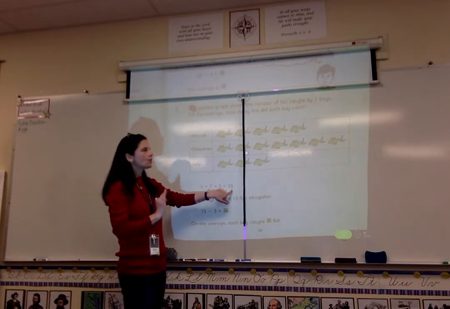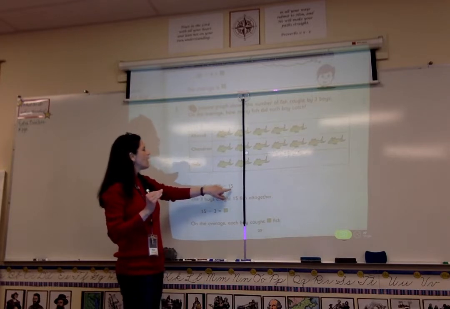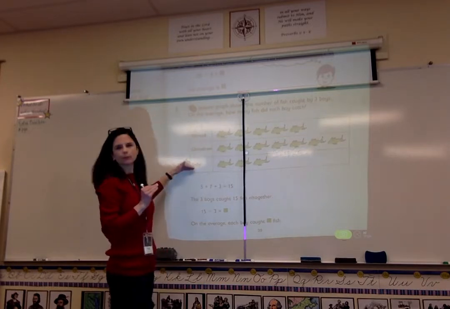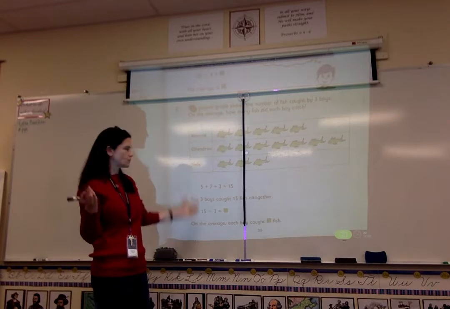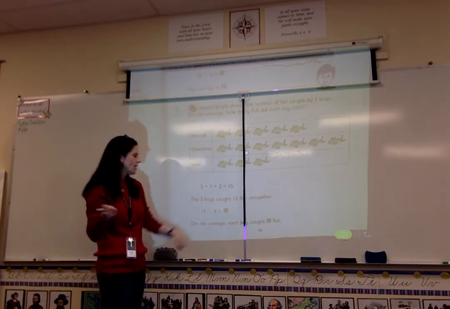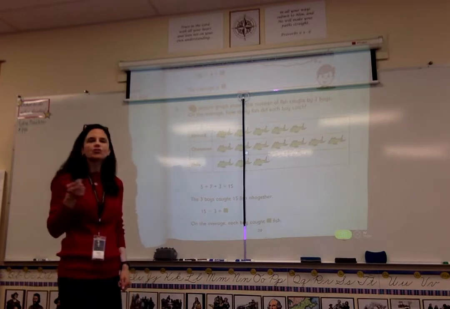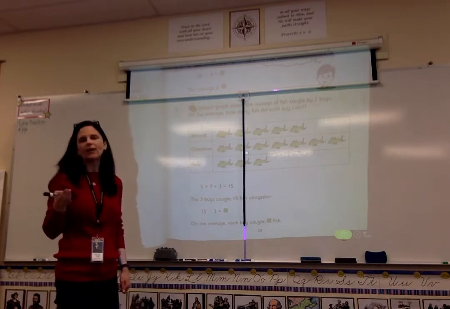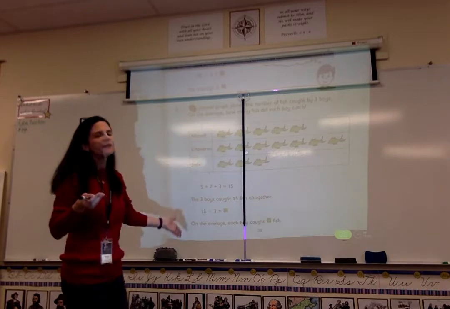Well, once we have the total, to find the average, we divide the total by the number of groups. And right here, there are just 3 boys. Those would be the groups. So 15 divided by 3, as you know, is 5. So on the average, each boy caught 5 fish. So those were some picture examples.